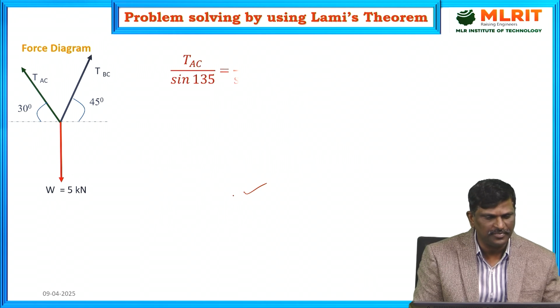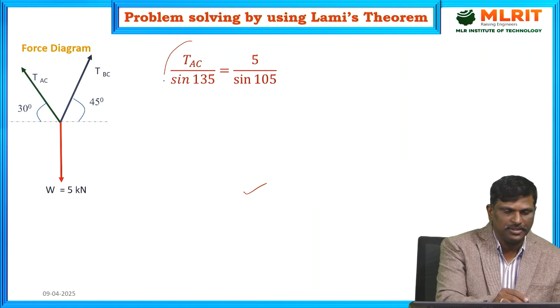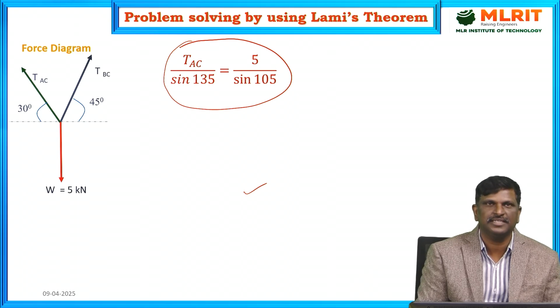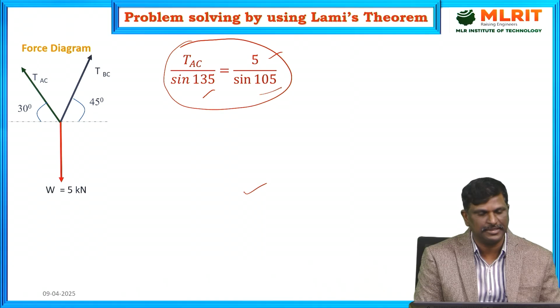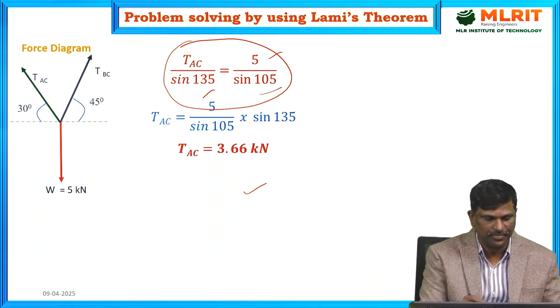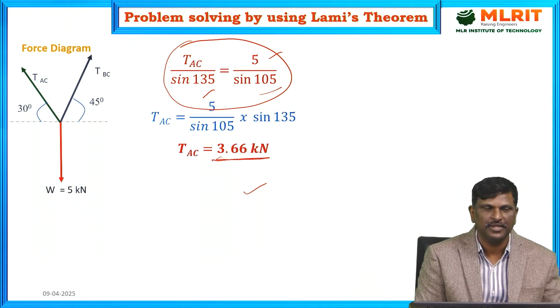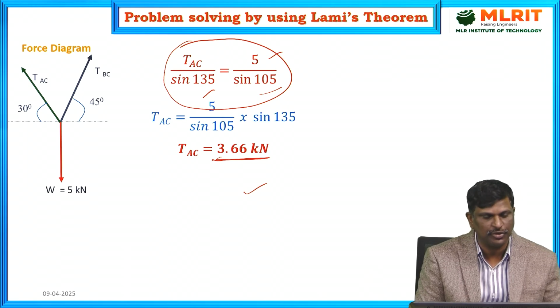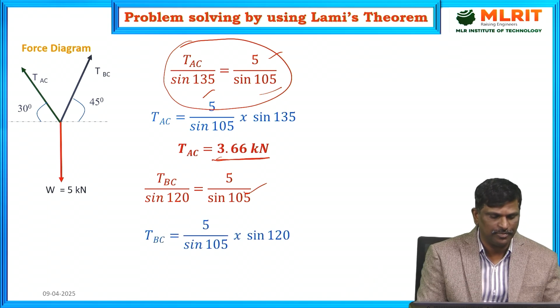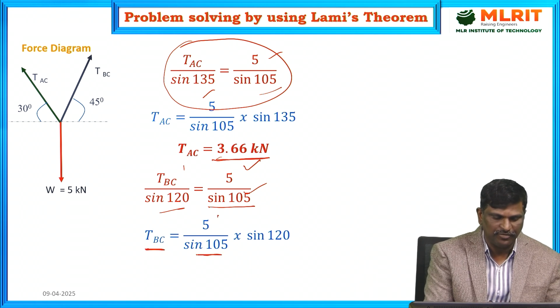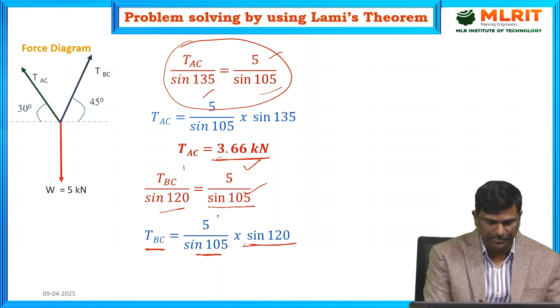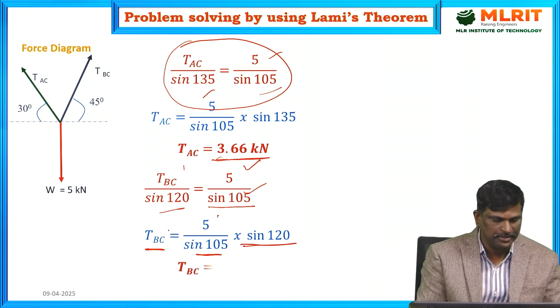Right. Now take any one part of the equation. TAC by sine 135 equal to 5 divided by sine 105. From this equation we can get the TAC value. TAC is given as 3.66 kilonewtons. The tension in the chain AC is 3.66 kilonewtons, and similarly TBC is given by TBC by sine 120 equal to 5 divided by sine 105. TBC is equal to 5 divided by sine 105 into sine 120. So from this expression we can get TBC value.